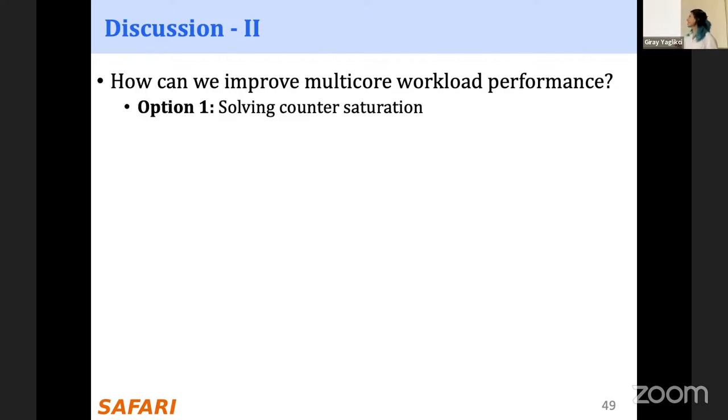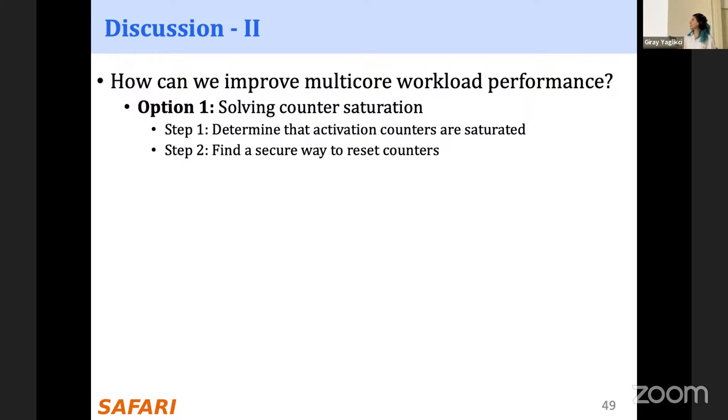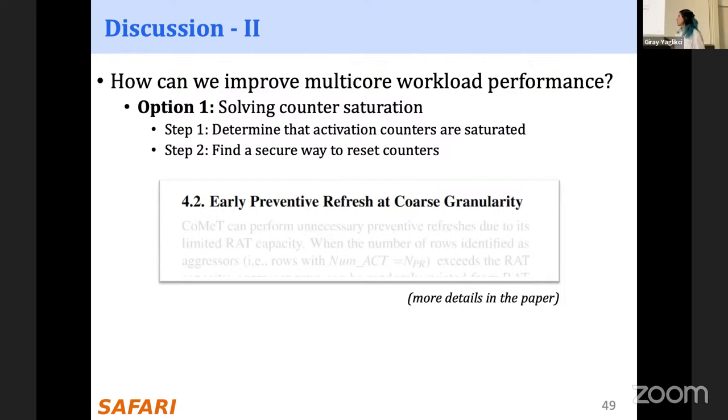Okay, more hints. Option one is to solve counter saturation. Like I said, it's very high level. To do so, first you need to determine that activation counters are saturated. After that, you can find a secure way to reset counters. We have a solution following these steps, which is called early preventive refresh at first granularity, explained in more detail in the paper. At a high level, we look at some statistics of the counter table and recent aggressor table, and determine that our counters are saturated and we are preventively refreshing a lot of DRAM rows without the actual need to do so, meaning the refreshes are unnecessary.